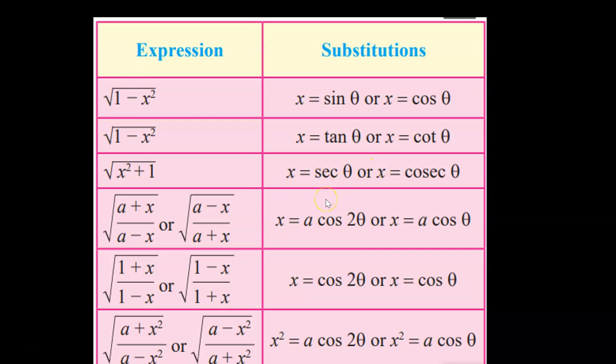Now before the next question, these are the expressions and their standard substitutions. Whenever you have the square root of 1 minus x square, the substitution is x equals sin theta or x equals cos theta. And in this way, these are all the substitutions. You have to remember all the substitutions to solve the problems depending on inverse trigonometric functions.